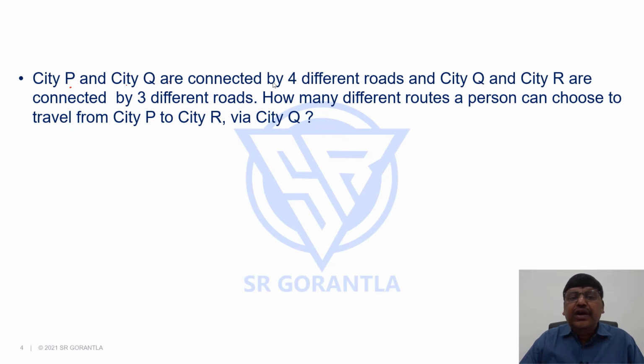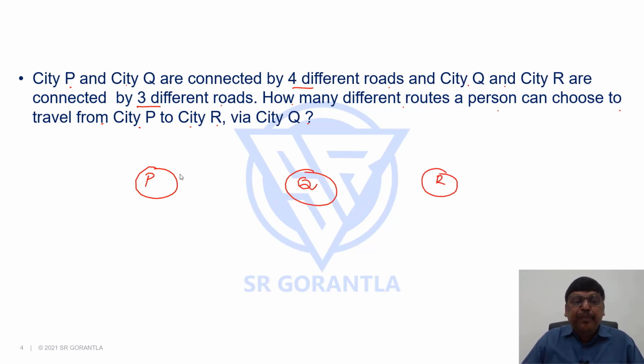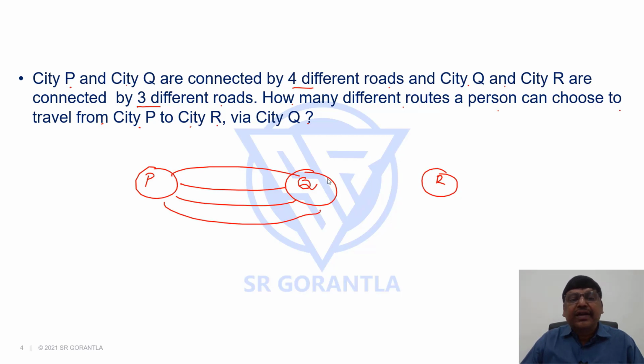City P and city Q are connected by 4 different roads, and city Q and city R are connected by 3 different roads. How many different routes can a person choose to travel from city P to city R via city Q? We have city P, city Q and city R, and P and Q are connected by 4 different routes, and Q and R are connected by 3 different routes.